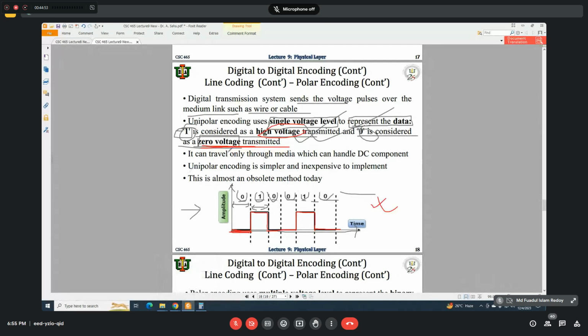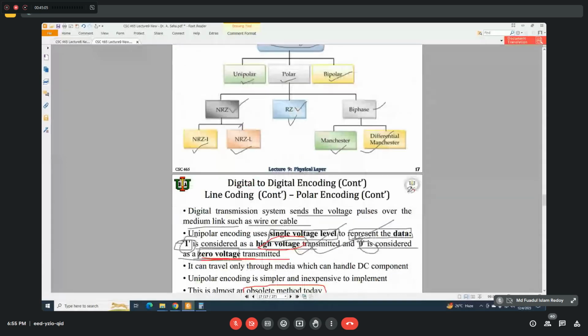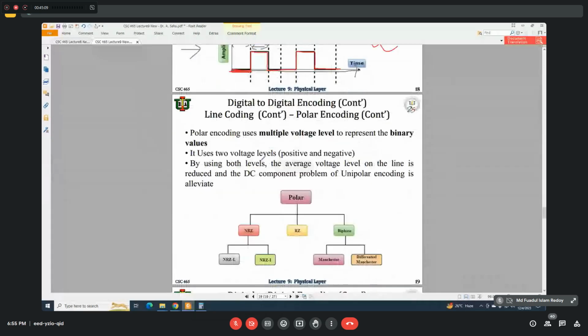So this is what we are having here, the unipolar one. The unipolar one is almost an obsolete method today. So we are not actually using this method anymore. So we are moving now from unipolar to the polar. Okay. So if you go to the polar, you can see that.